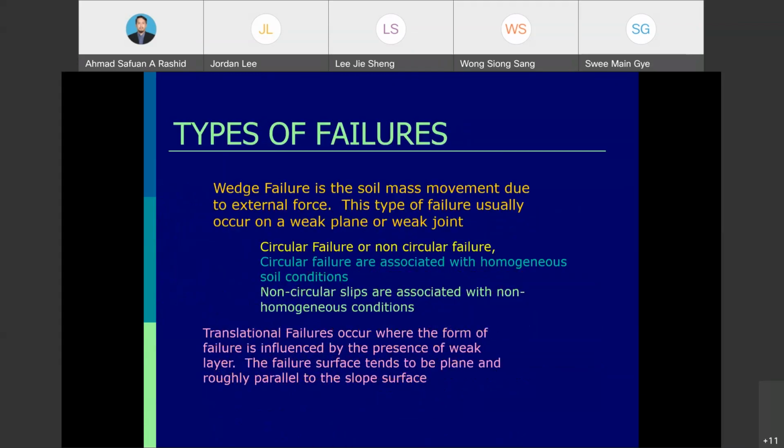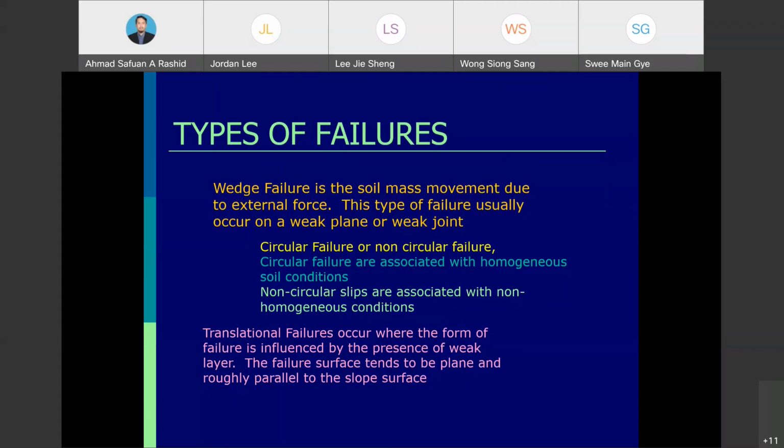So, types of failure. We have three types of failure that we discuss in this topic. The first one is the wedge failure, which is more related to rock slope. This type of failure usually occurs on a weak plane or weak joint. When we hear about joint and plane, especially joint, it's more related to rock failure.